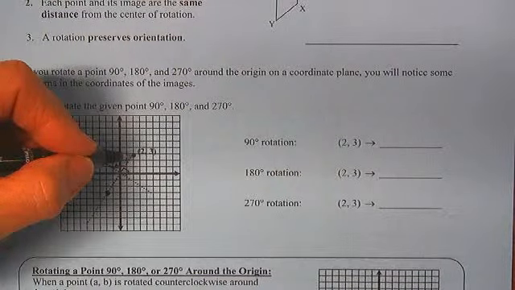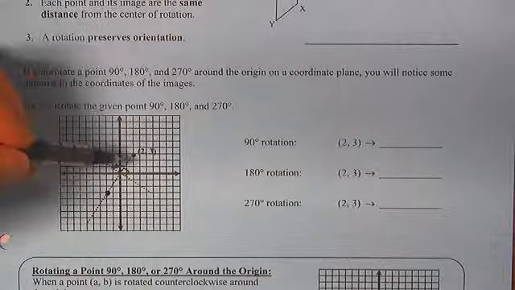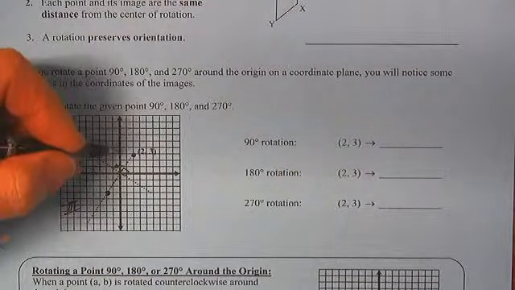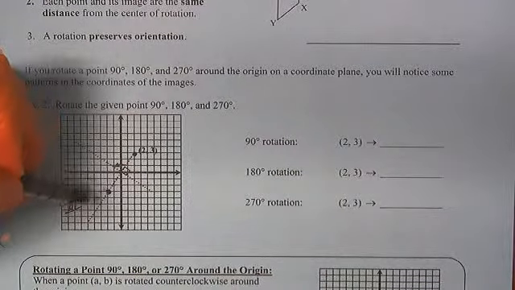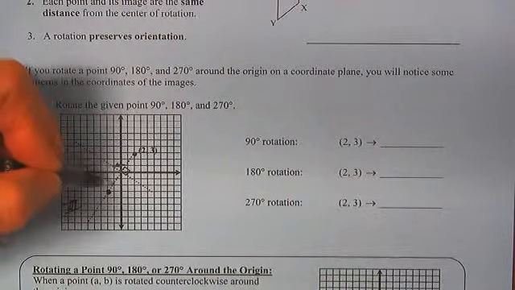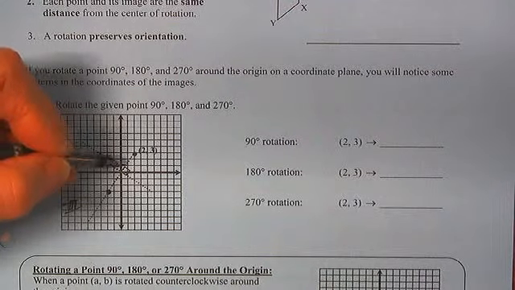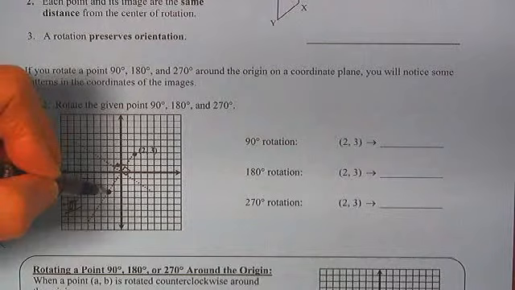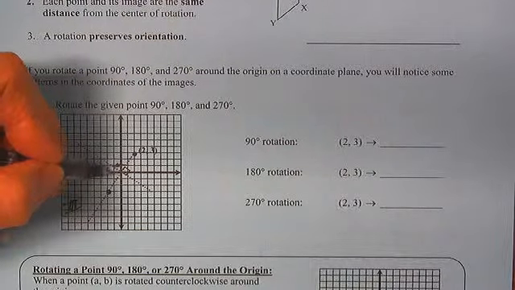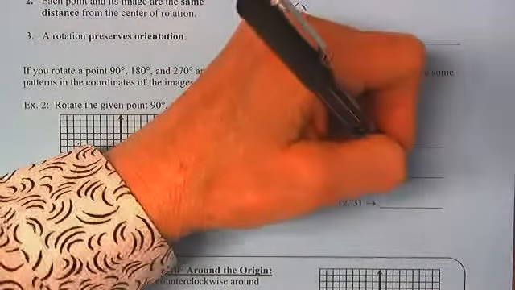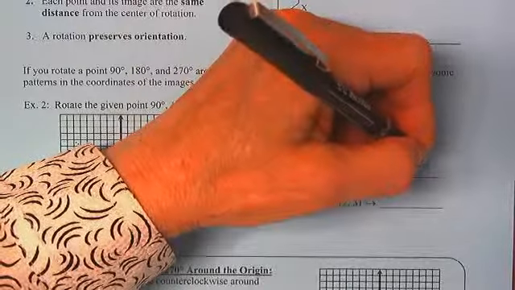180 degrees is in quadrant 3, along this line. Remember, a long time ago, first semester, we learned that a straight angle measures 180 degrees. So the coordinates of this point are (-2, -3). (-2, -3).